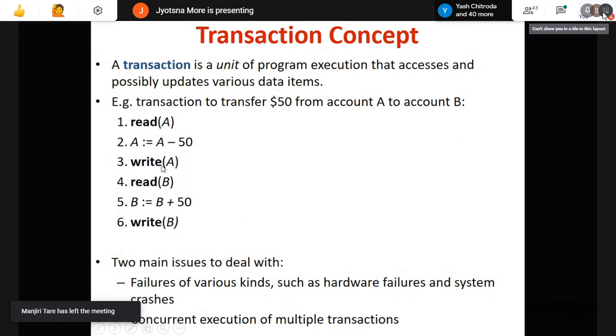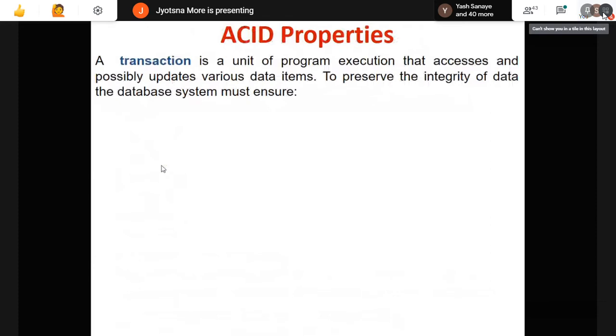Okay, fine. After this, ACID properties. This is the definition of transaction which we just now saw. A transaction is a unit of program execution that accesses and possibly updates various data items. To make it stronger, we are using these ACID properties. To preserve the integrity of the data, the database system must ensure these ACID properties.